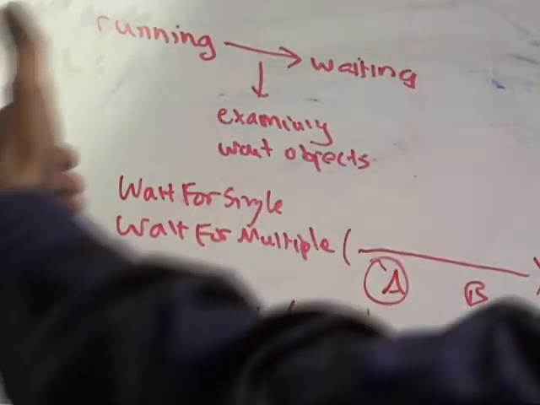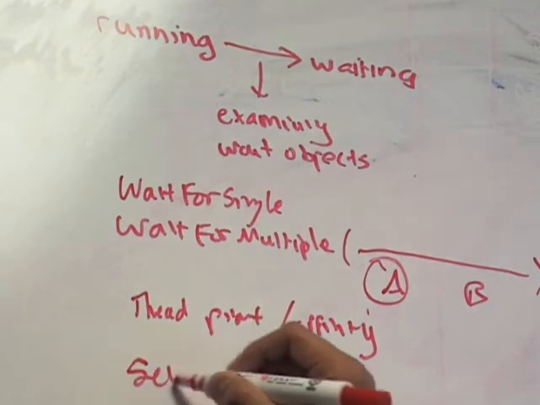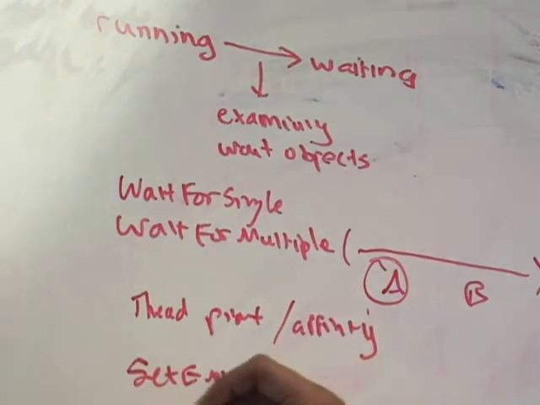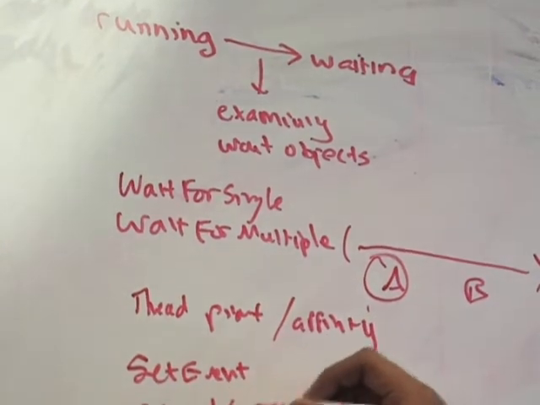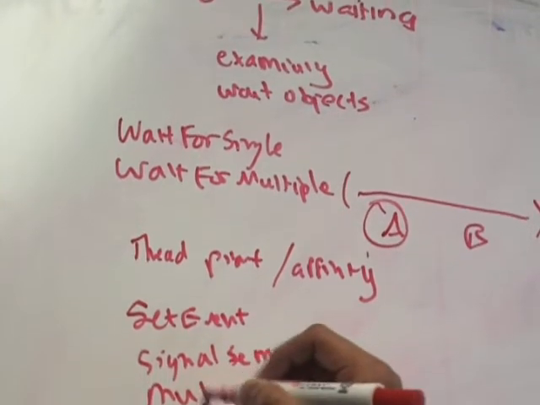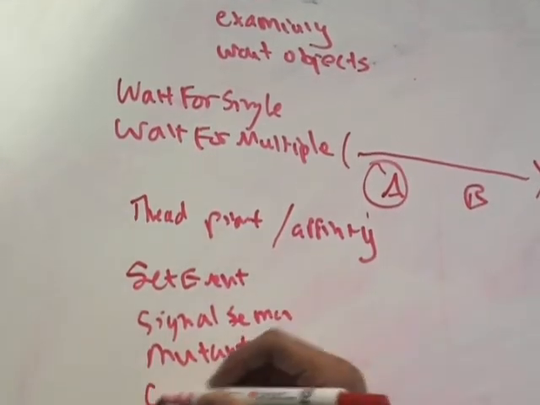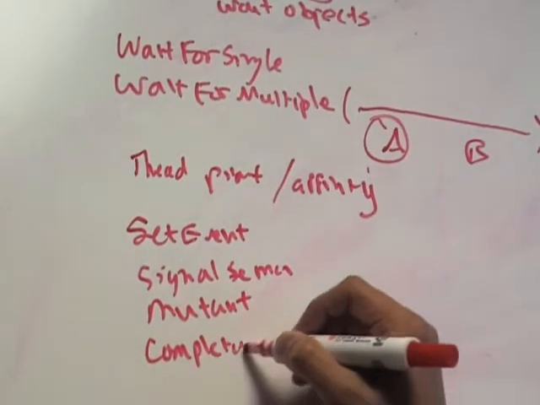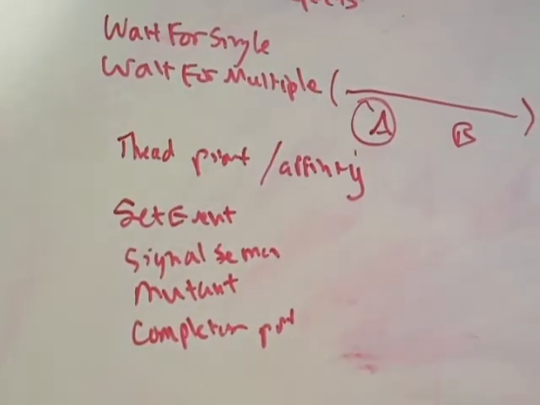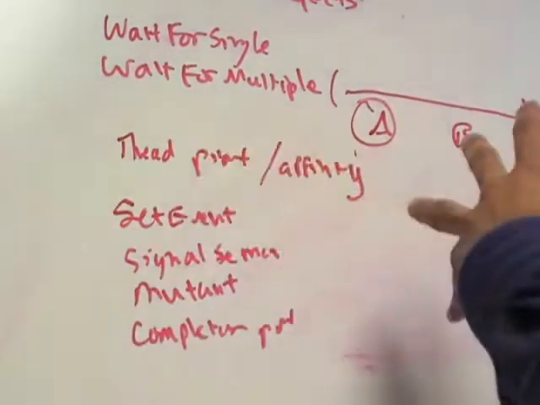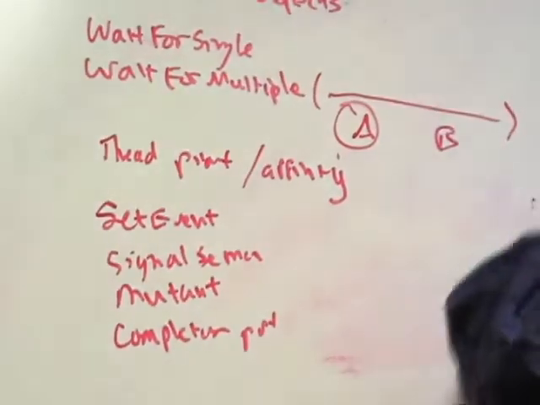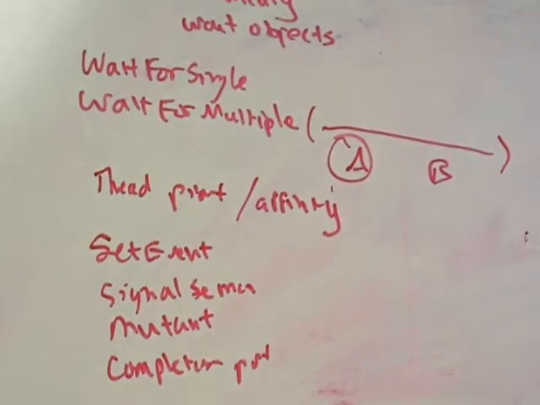Anything that relates to these guys, like set event, signal semaphore, mutant stuff, completion ports, all the stuff that's related to synchronization and thread activation, all of that kind of relates into this equation about waiting on objects, and getting objects to run or waking threads up.